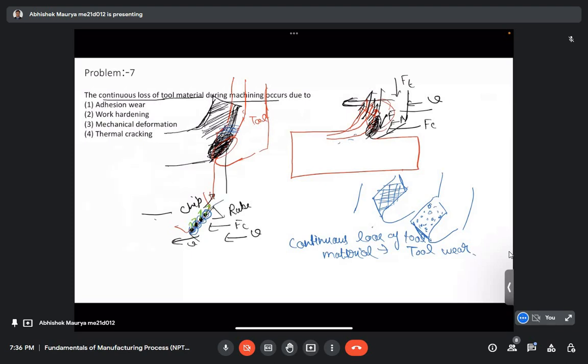And this process happens in all cutting processes. It is an unavoidable process. So somehow we try to reduce this phenomenon by applying lubrication so that the material should not get stuck. The chip should continuously keep on moving on the rake surface. But still, after applying the lubricant, we cannot get rid of this problem completely. Still, there will be some adhesion wear that keeps on happening. So that's why adhesion wear is the correct answer for this question.